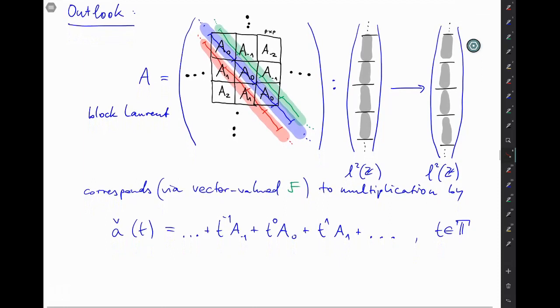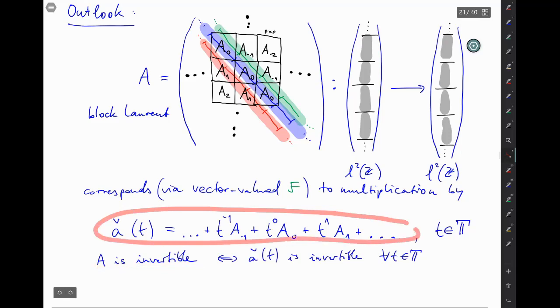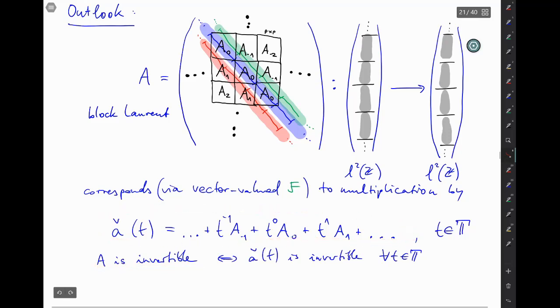and invertibility and spectrum of A are characterized as follows. So your A is invertible if and only if that matrix valued function here is always invertible, no matter what input on the unit circle you take. So in the scalar valued case, that used to say has no zeros, because 0 is the only non-invertible scalar number. But now you have to avoid the non-invertible matrices.